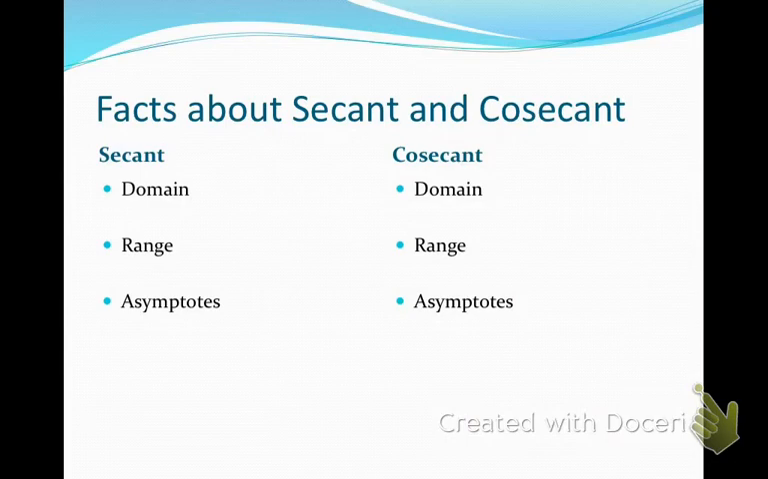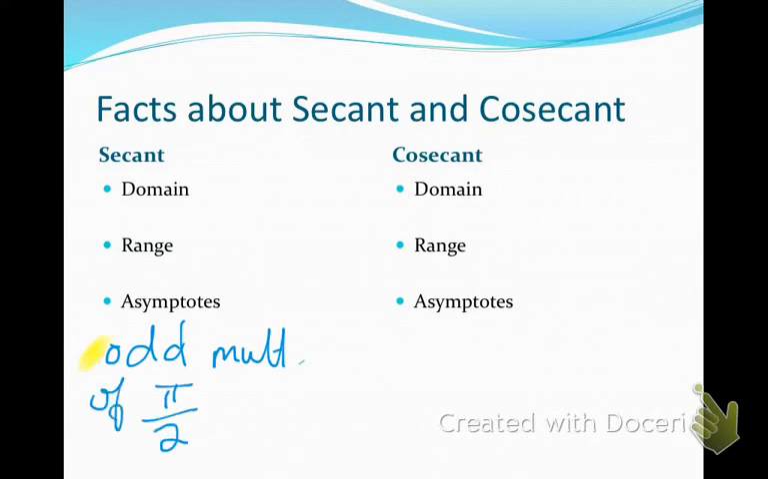Let's go over some of the facts that we have about secant and cosecant. So we do have some restrictions on our domain and range. For secant, that's going to relate to cosine. And so anywhere there's a 0 in cosine, we're going to have an asymptote in secant. So we're looking here at odd multiples of pi over 2, which should sound familiar.